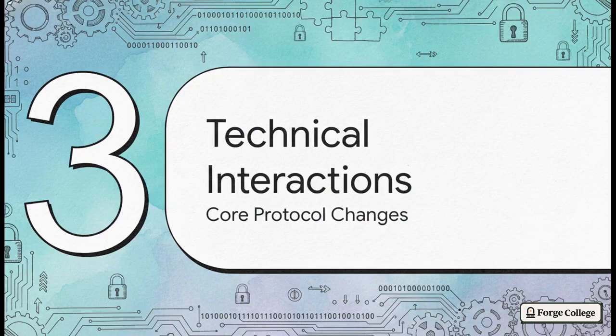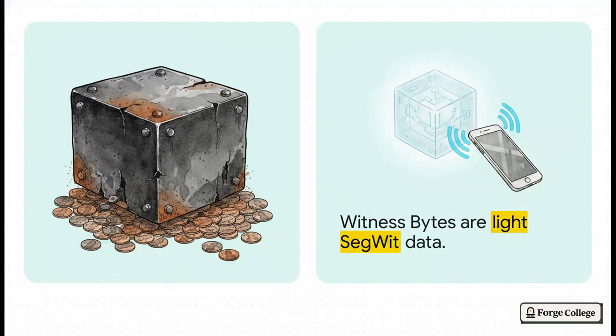Section 3. Core technical interactions. So how do these locks and shipping rules actually interact with transaction data? This is where the rubber meets the road. On the left, we have legacy base bytes. This is the old, heavy, expensive way of doing things.